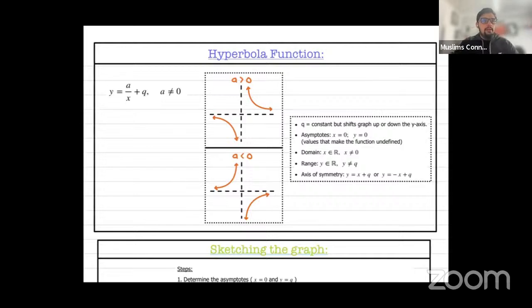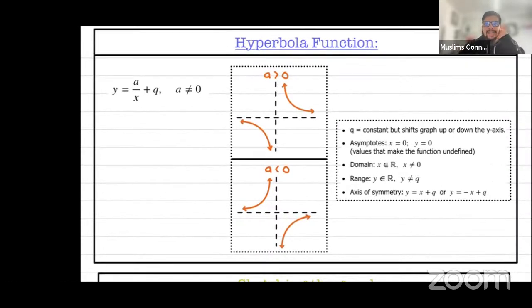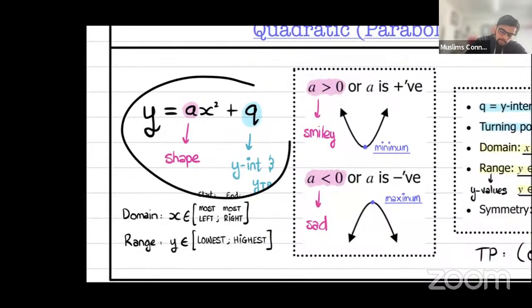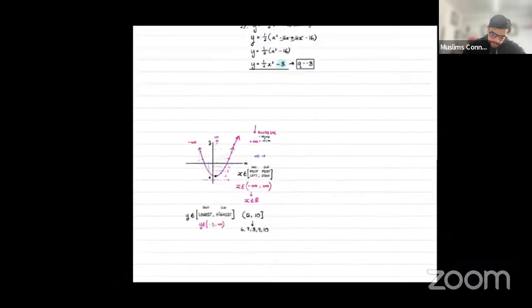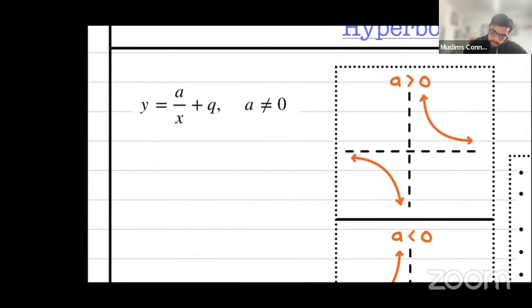Okay, perfect. Right. Today we're going to talk about the hyperbola function. We did straight line, parabola. Now, today we're going to talk about hyperbola and exponential. So the equation for a hyperbola function is y is equal to a over x plus q. If we remember correctly, for quadratic, it is y is equal to ax squared plus q. But in this particular case, we have y is equal to a over x plus q, where a still helps us to determine the shape.